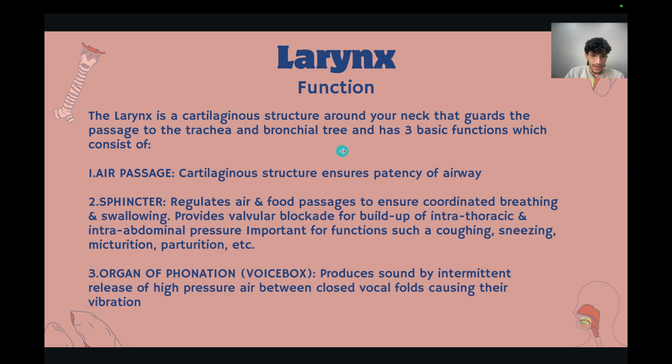Now next, onto the larynx. So the larynx is a cartilaginous structure around your neck. It's basically your voice box. It guards the passage to the trachea and the bronchial tree, and has three basic functions. Air passage, a sphincter, which allows air to go inside and doesn't allow food to go in. And you have phonation, which is the voice box, like I said. That's basically it.